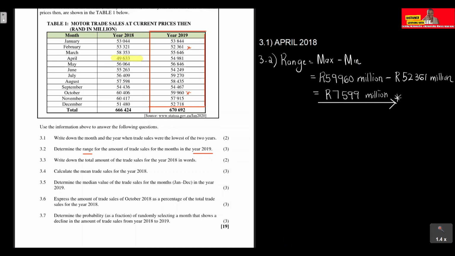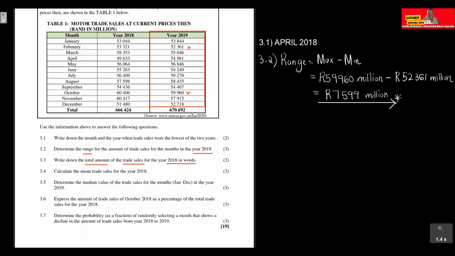Okay, it says write down the total amount of the trade sales for the year 2018 in words. So we want the total amount. We're going to focus our attention on the year 2018, and then determine what the total trade sales were for the year 2018.